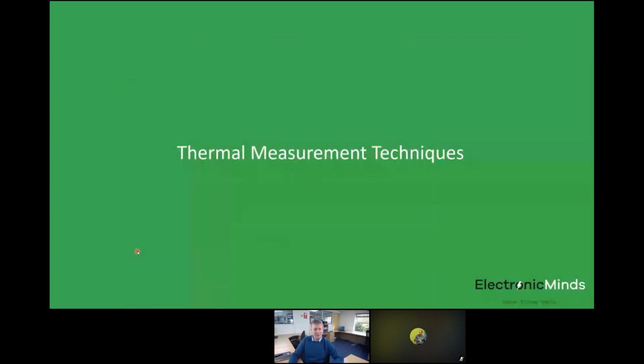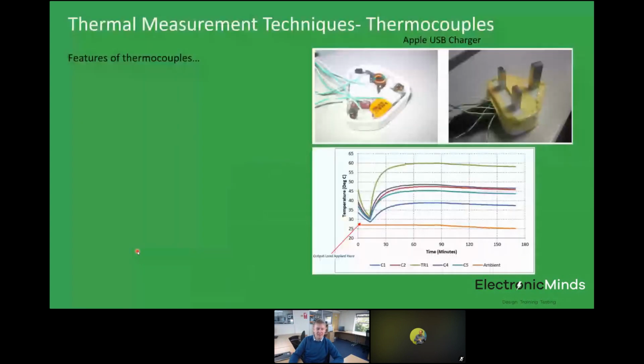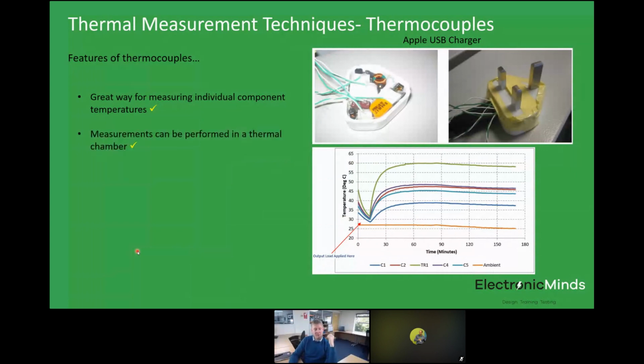Right, so moving on to thermal measurement techniques. How do we go about measuring our physical prototype on the bench? Again, this is not rocket science. Thermocouples are something that we use all the time, and thermocouples are great. They can be tied to components. They're a very robust way to measure temperature. So they're very good for measuring individual component temperatures, which is great.